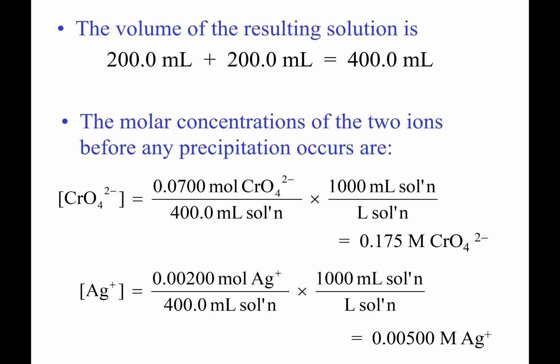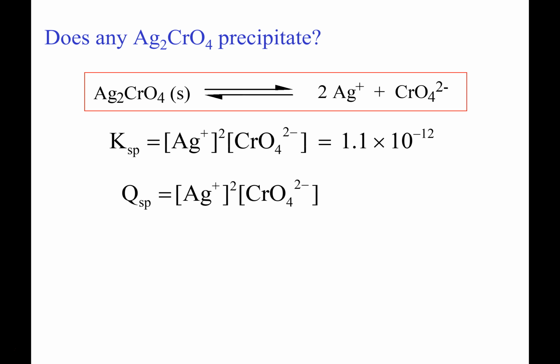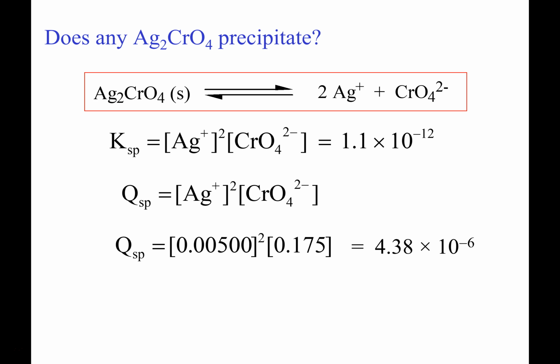So you know the drill. We're going to plug these guys back into our QSP expression, see what we got. So QSP is the molar concentration of your silver squared times the molar concentration of your chromate ion. So I get this. QSP is 0.00500 squared times 0.175. And with 3 sig figs, I get 4.38 times 10 to the minus 6.